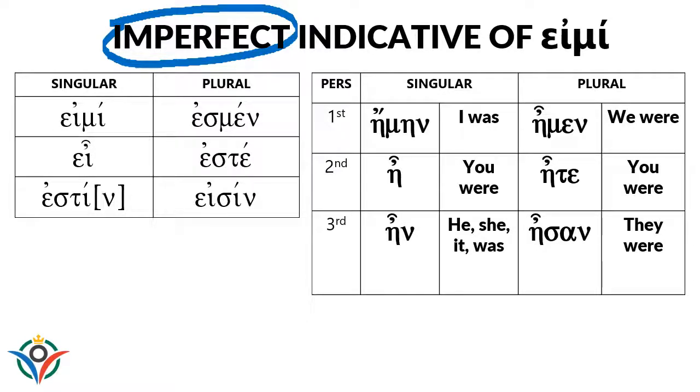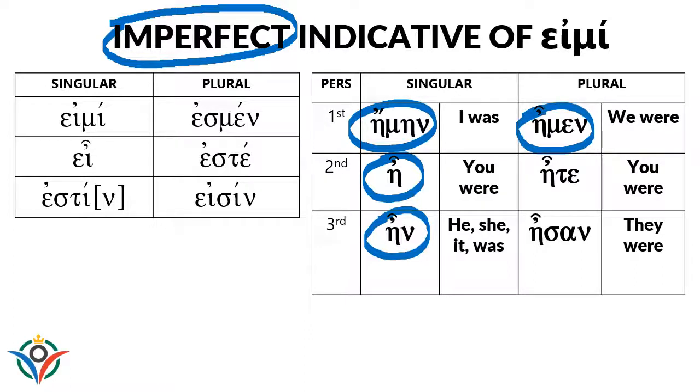So these are the singular forms together. The first person is ein. Second person singular is eis. Third person singular is ein. The plural forms, first person, emen. Second person, ete. And third person, esan.